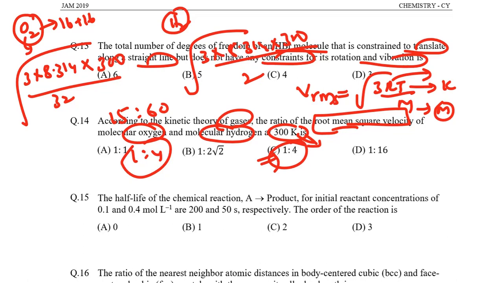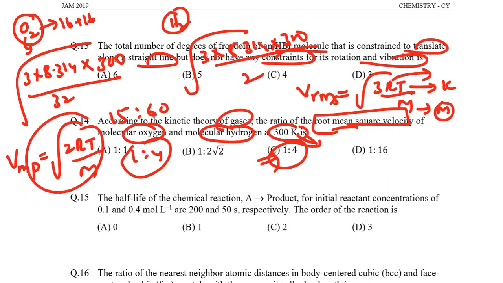Now just have some extra information. We know that most probable velocity equals under root 2RT by M. Just remember it. Average velocity equals under root 8RT by pi M. Just remember these important velocity formulas.